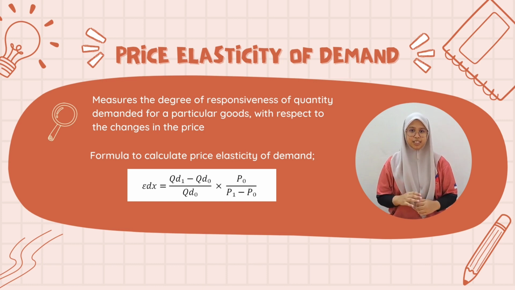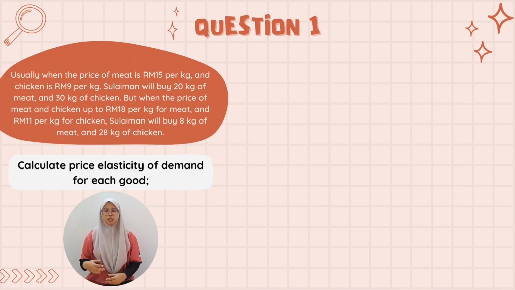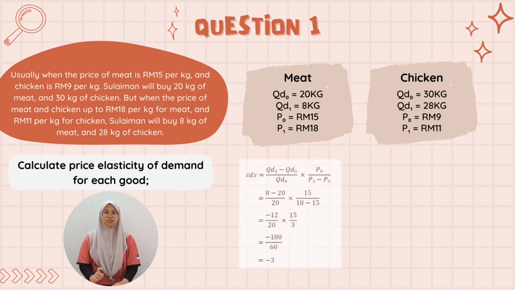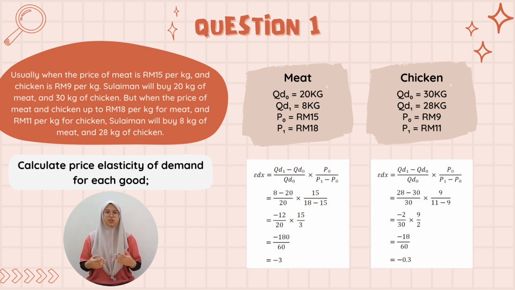So let's move on to the question. For the first question, based on the information given, we need to calculate the price elasticity of demand for each good. First, we need to take out all the information given. After that, we put the information into the formula. Remember, there is an inverse relationship between the price and quantity demanded, so both changes occur in the opposite direction. So the answer will always give a negative coefficient. The price elasticity of demand for meat is -3, while chicken is -0.3.